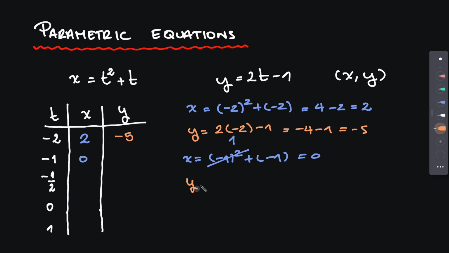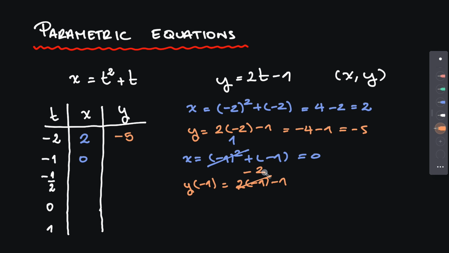Let's do the one for y. So we have y for -1. Another way of writing this, which is how I mostly do it, is y of -1, because in this way I'm remembering what value is being evaluated into the expression. So t is -1, so 2 times -1 minus 1.